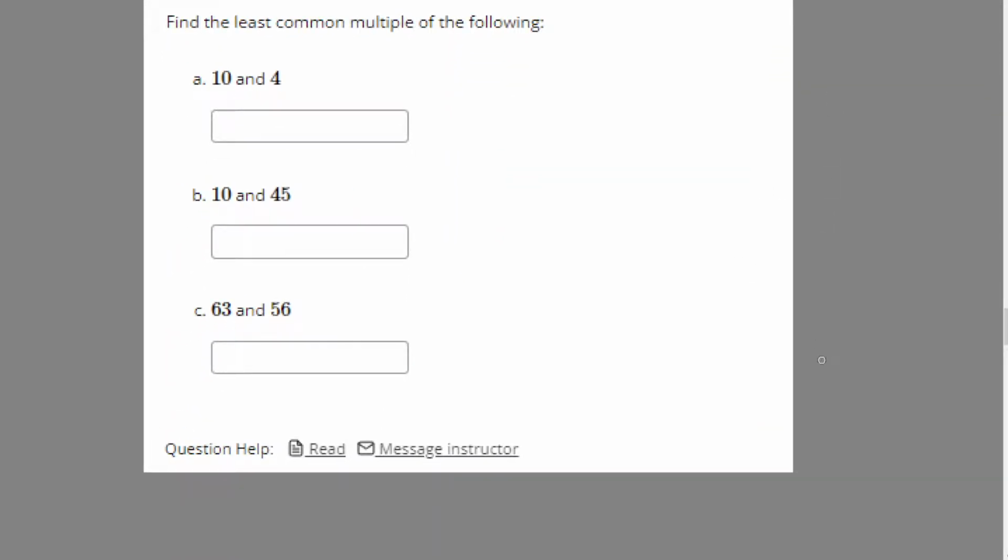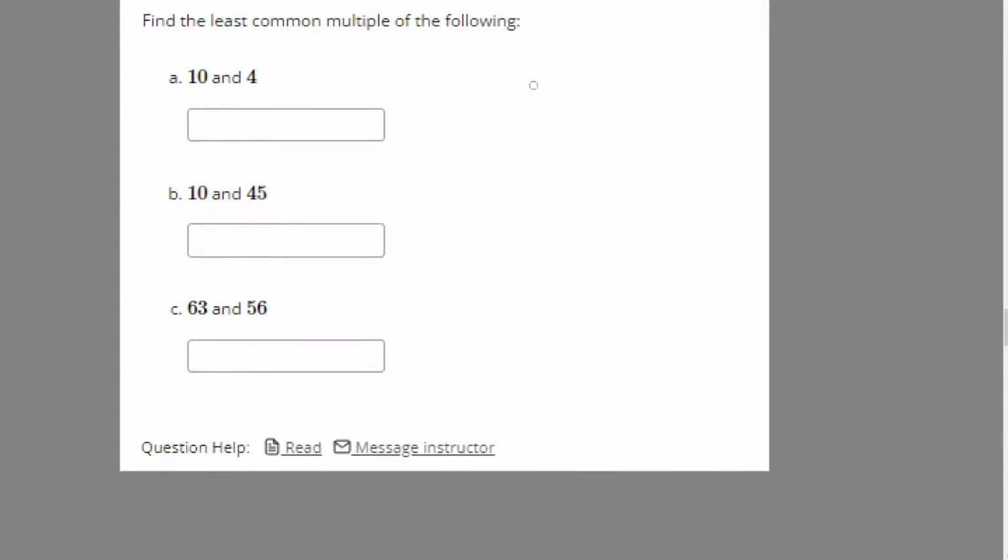Find the least common multiple of the following. And then it gives us a handful of numbers. For this one, there's a nifty trick that I learned in my 950 class. And I hope if you took a 950 class, you also learned this trick. So we have 10 and 4. And what I like to do is take the prime factorization. So 2 and 2 for 4, 2 and 5 for 10. They both share a 2 in common. So we can get rid of this.